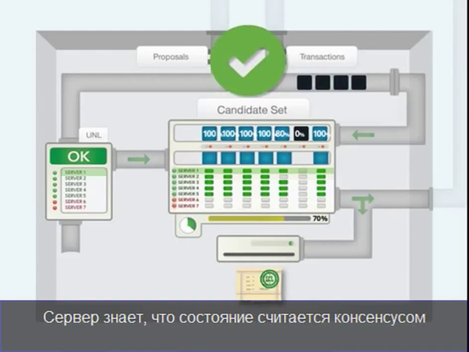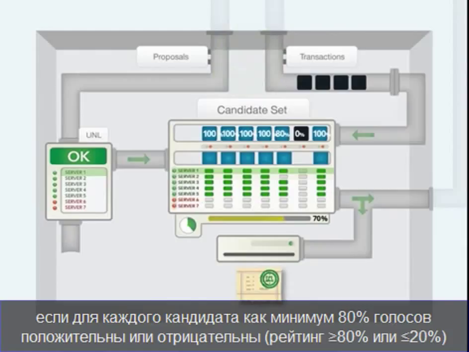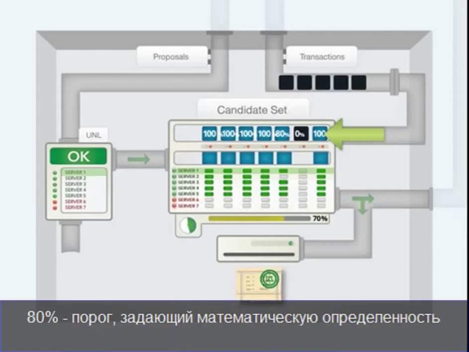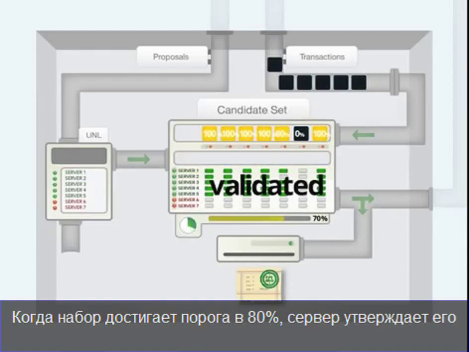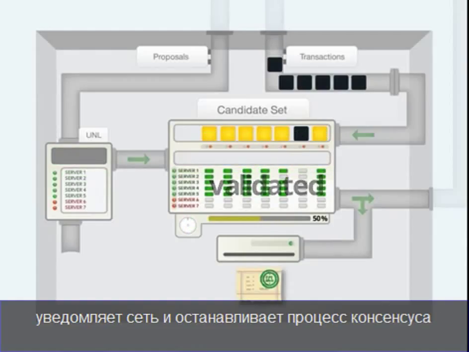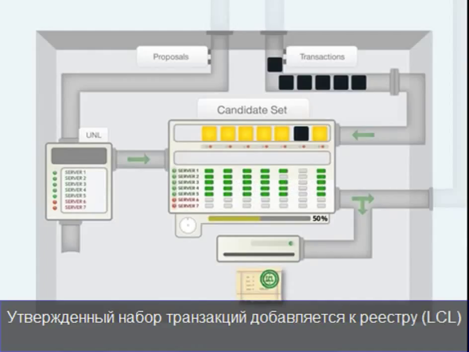A server knows that the network has consensus when 80% of the votes for every transaction in a proposal are either yes or no. This is the threshold for mathematical certainty. When a proposal hits the 80% threshold, the server validates the proposal, alerts the network, and closes its consensus process. This validated proposal is now applied to the last closed ledger.